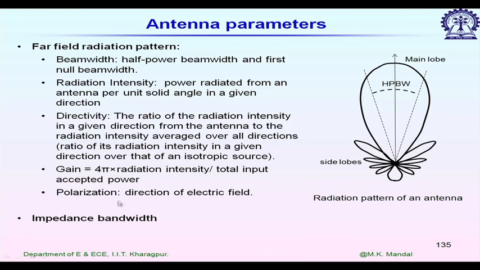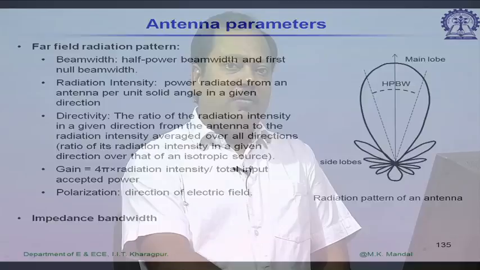Next, another important parameter is polarization. By polarization we mean the direction of the electric field. It can be in a straight line, in which case we call it linear polarization. It can be circular polarization or elliptic polarization. Till now we have been discussing the radiation characteristics of the antenna.